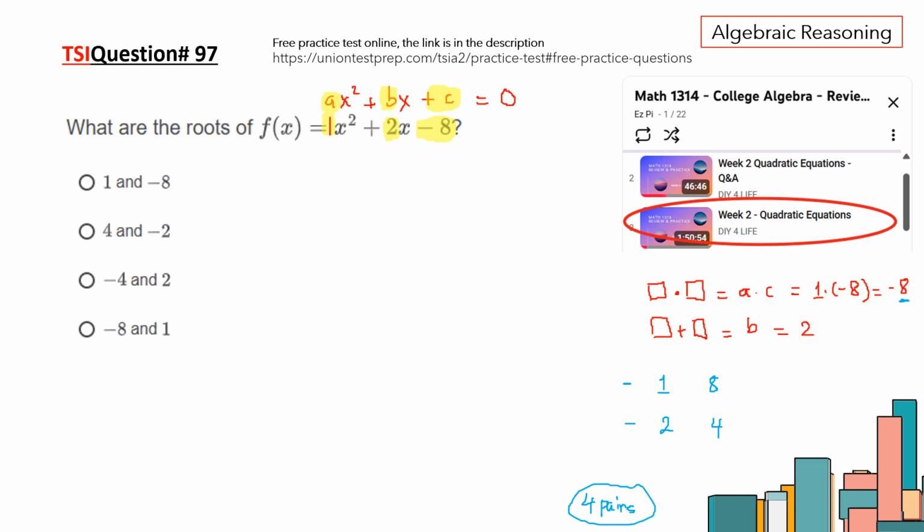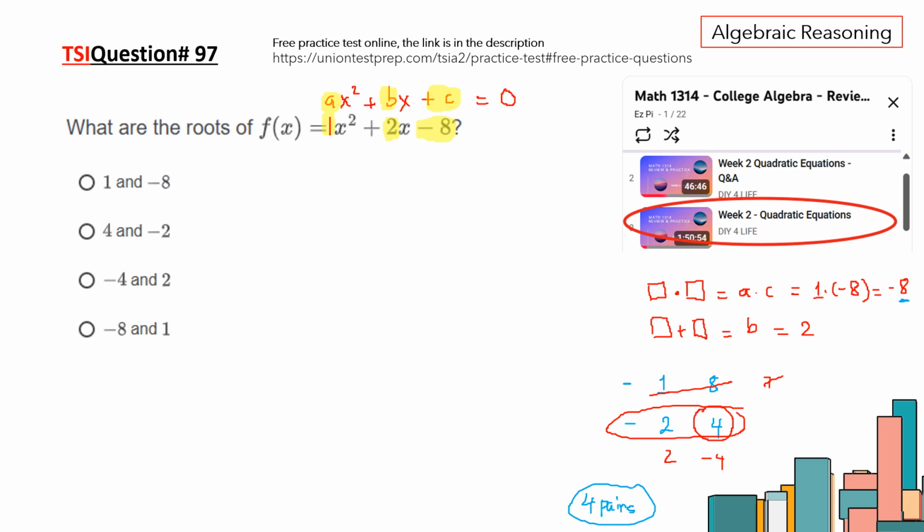So which one makes positive 2? For 1 and negative 8, the difference between them is 7, so it can never be that pair. So now we check negative 2 and 4, or negative 4 and 2. Which one gives you positive 2? Of course, 4 and negative 2. When you add them up, it will be 2, because the bigger number is more positive. So we choose this pair, negative 2 and 4.